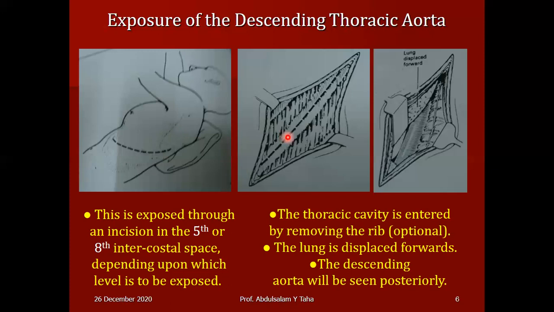And when we enter the thoracic cavity, the lung is displaced anteriorly, and this will expose the descending thoracic aorta in a good way.